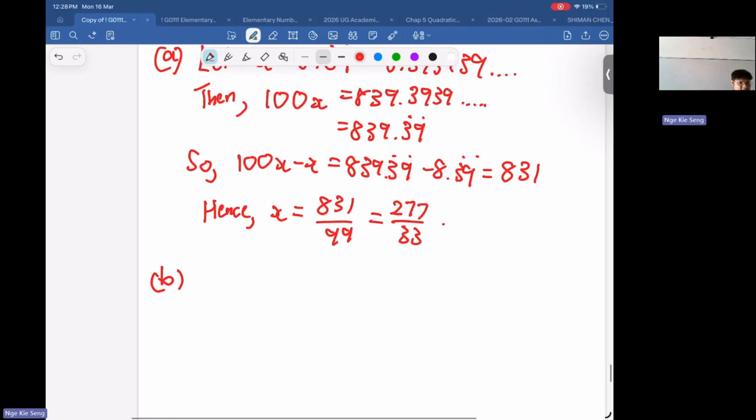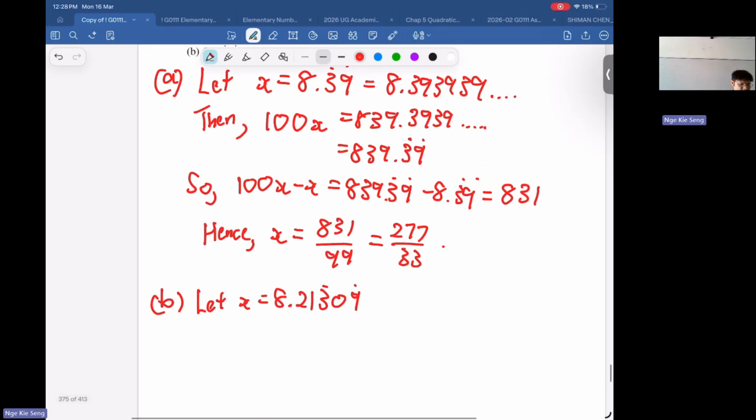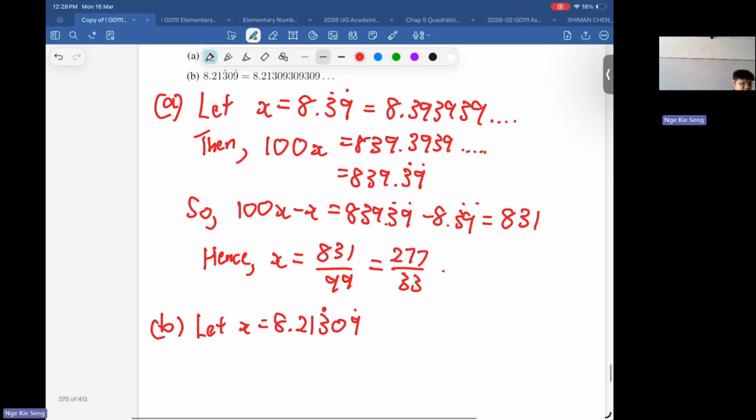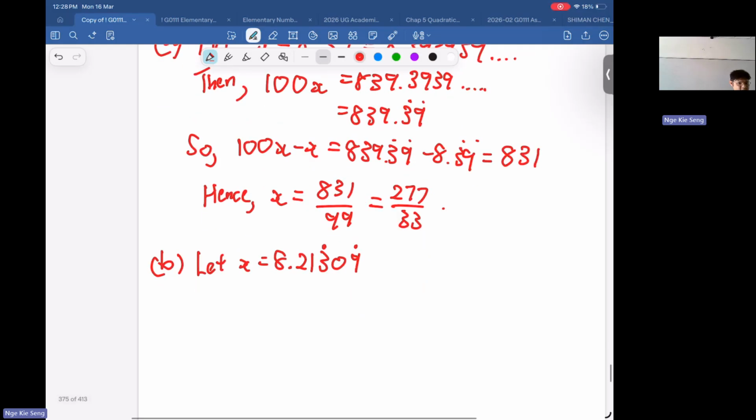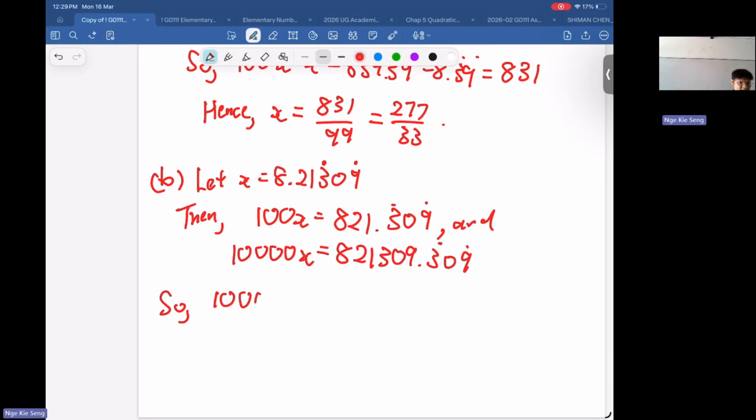Otherwise, you can try something like this. Let x be 0.2 dot 1 3 0 9 dot, right? So this dot notation implies that anything in between will repeat again. Then 100x will make it a repeating string behind the decimal place. A similar trick like before: we push one part of the repeating pattern out and keep the 309 like that. If you take the difference, I can remove the repeating string again.